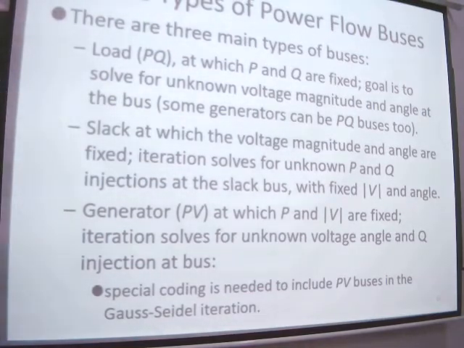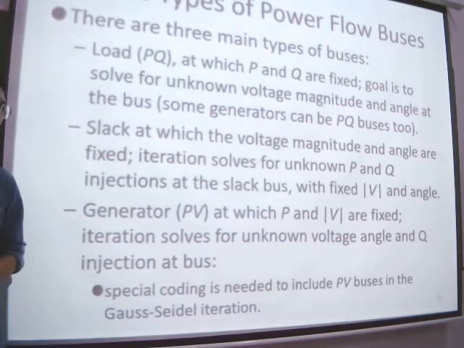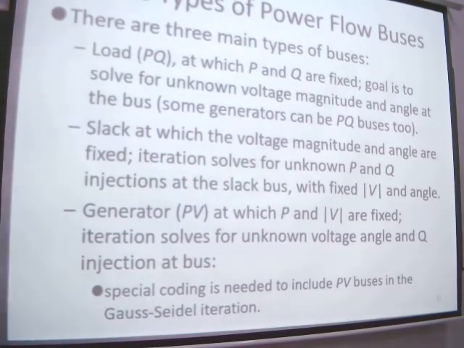In power systems there are a total of four parameters: the real power, the reactive power, the voltage magnitude, and the angle. In each power flow problem we know two of them and need to solve for the other two. And the third type is the slack bus.